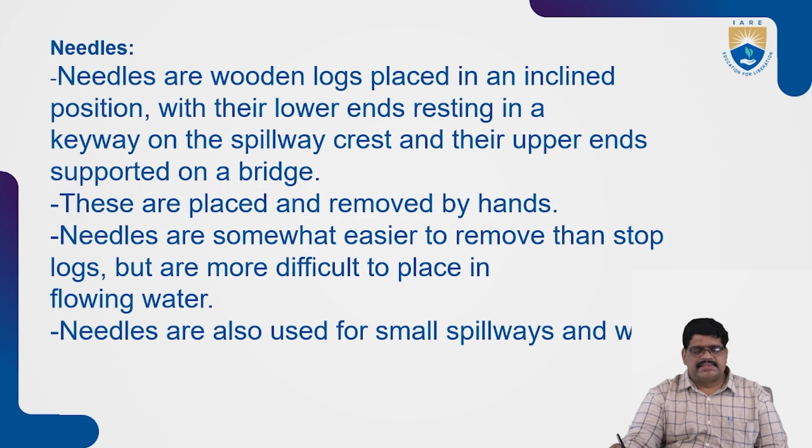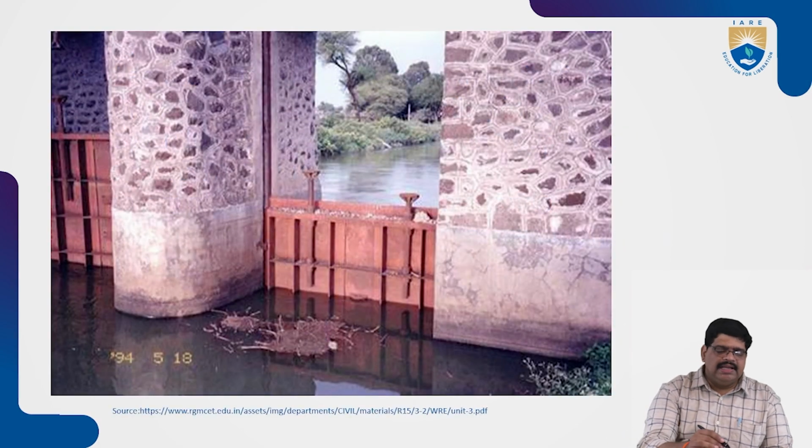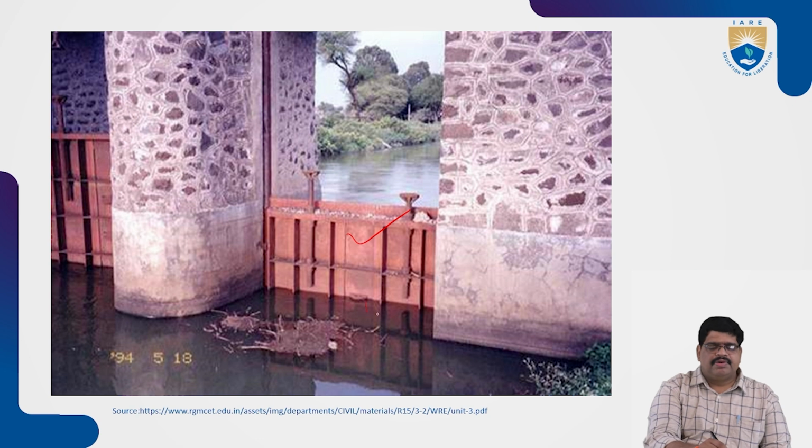Next, needles. What are needles? Needles are wooden logs placed in an inclined position, with the tower head resting on the crest and their upper end supported at the heads. The needles can either be removed like stop logs, or they can obstruct the flow of the water. Needles are also used in small spillways. So this is the type of needle that can be provided here.